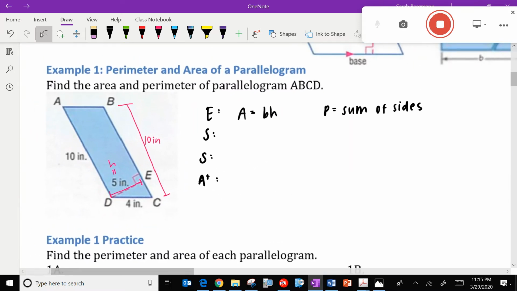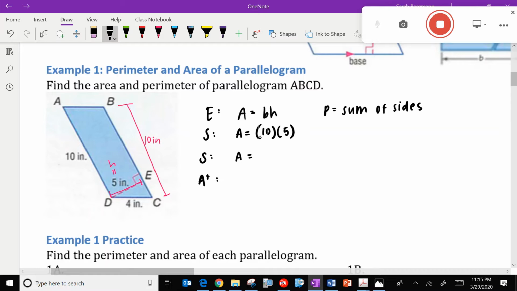So for example, this first one, find the area and perimeter of parallelogram ABCD. The equations I already have here: the area is base times height, the perimeter is the sum of the sides. So substitute the area equals, for this one, I know that I can use the base as BC. I've already written BC as 10 inches since it's the opposite side of AD, and remember opposite sides in a parallelogram are congruent. So I'm going to use 10 as the base, and the height has to be perpendicular to the base, so I see DE, segment DE is perpendicular to segment BC. So that means my height is 5.